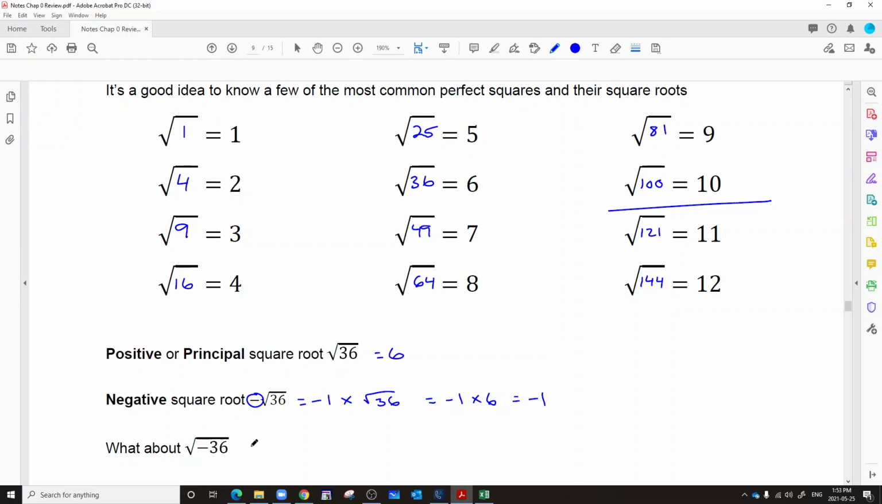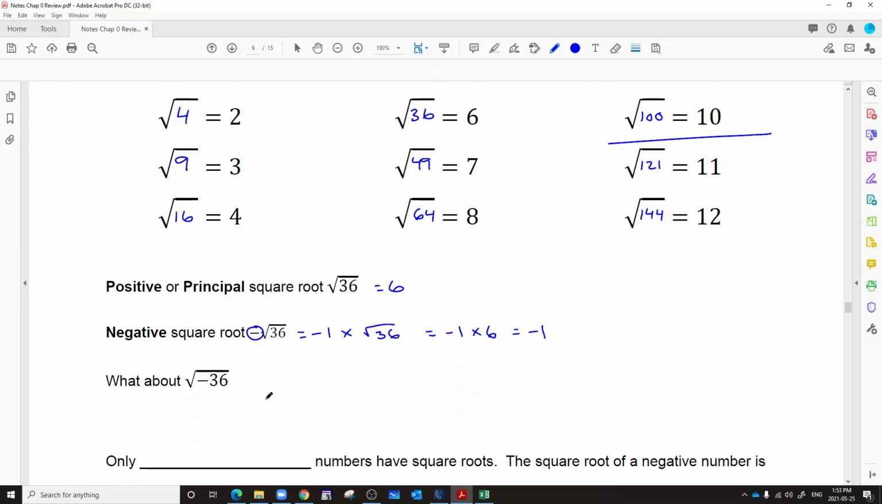So what about the square root of -36? What if there's a negative number under the square root sign? What you're going to write is that this is not a real number. Okay, if you think back to our earlier section where we were classifying numbers and we talked about the real number system, you've got real number, rational, irrational, whole, integer, natural. This is the opposite of that. This is not a real number. In fact, we call these imaginary numbers.